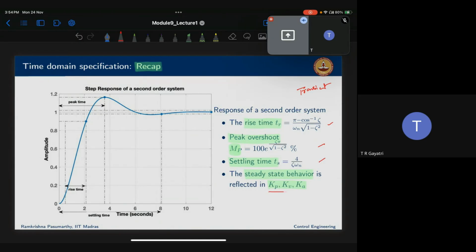Whereas the steady state behavior shall be represented with velocity, position, and acceleration constants, using which we define the steady state error. So any system will have both transient as well as steady state behavior. If you remember previously, the lead compensator handles the transient part, and the steady state part is handled by the lag compensator. That's what we saw.